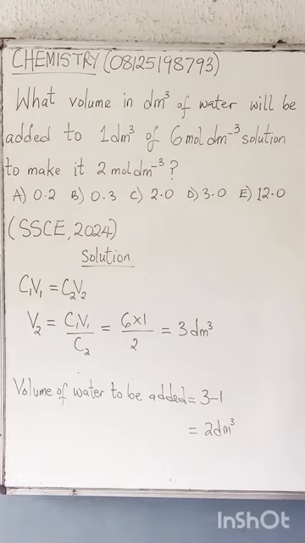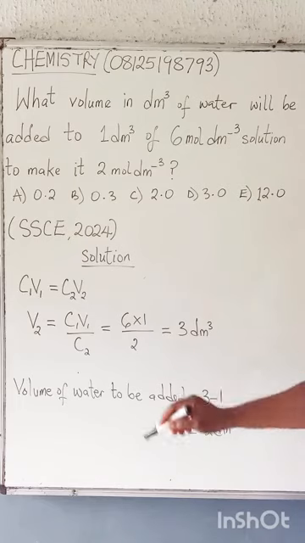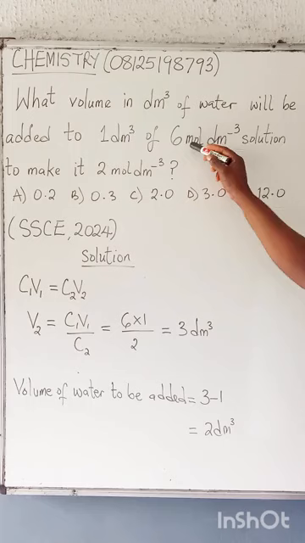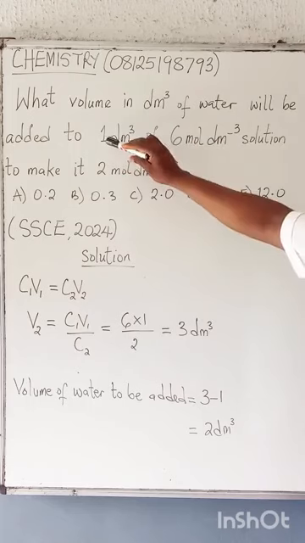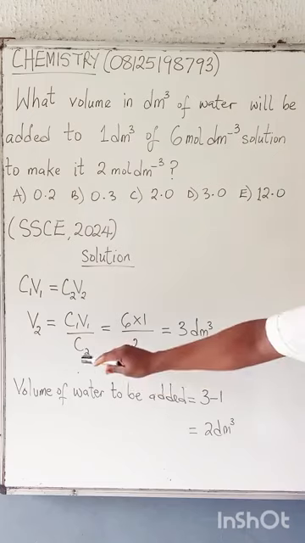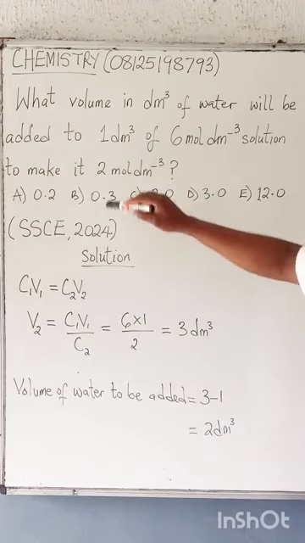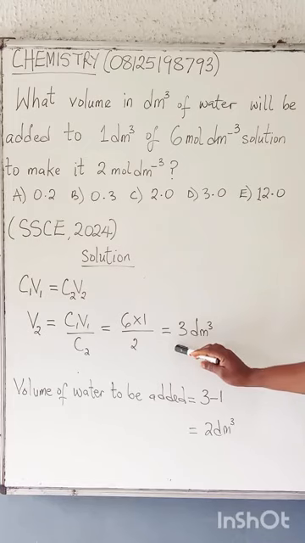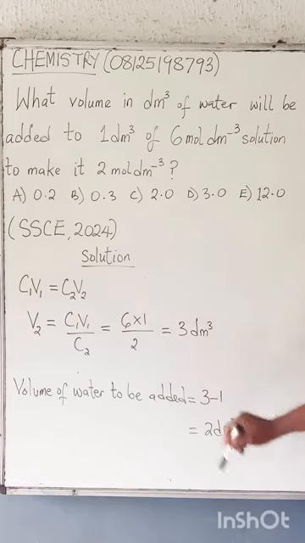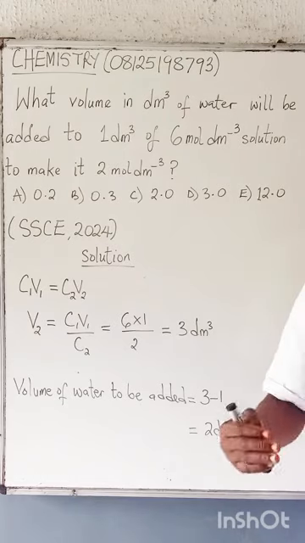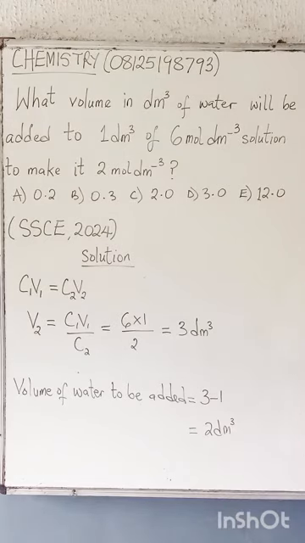And when we substitute, C1 is 6 from here, and then V1 is 1 from here. C2 is gotten from here. So our final answer will be 3 dm cubed. That is the volume of the dilute solution. That is the volume of the reagent solution. That solution your teacher will bring out for you to use in your titration. That is what we call a reagent solution.